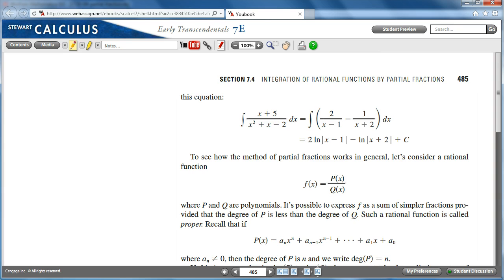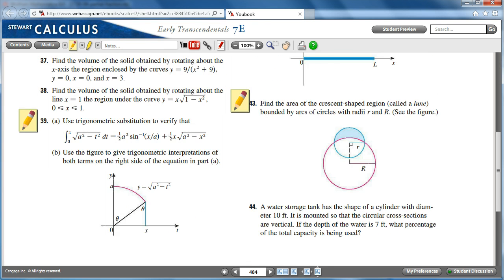Well, please remember this x plus 5 over x squared plus x minus 2 was the same as the difference of two simpler fractions, 2 over x minus 1 minus 1 over x plus 2. Consequently, we have an antiderivative like this, two logarithmic functions. And this is the typical way. Let's go back to the previous page.